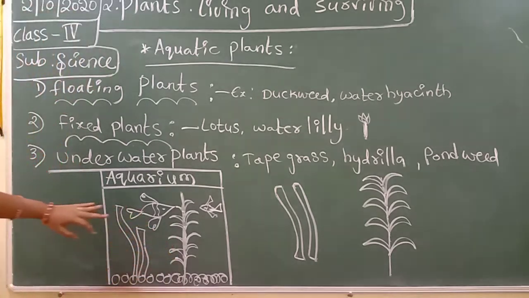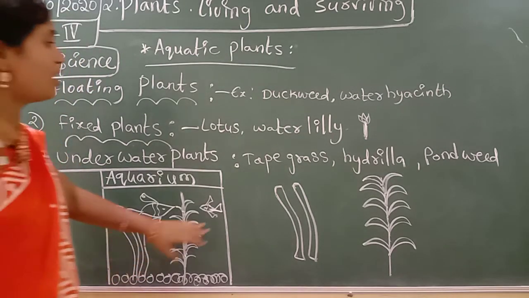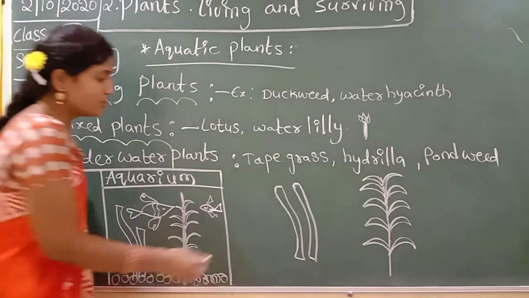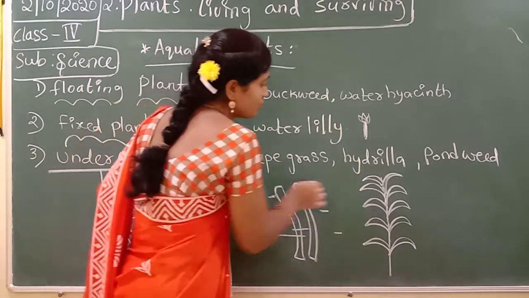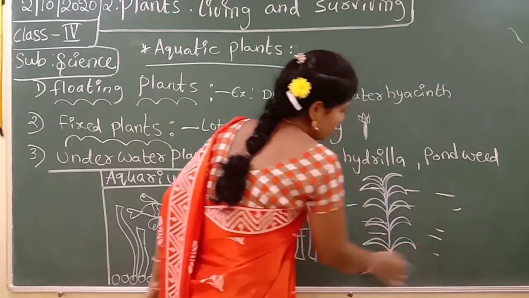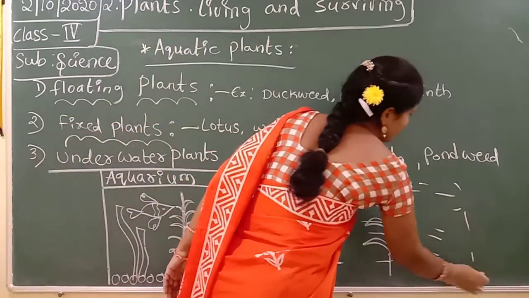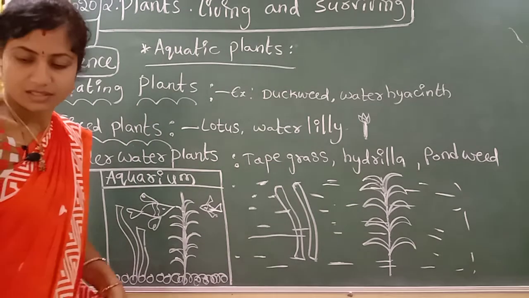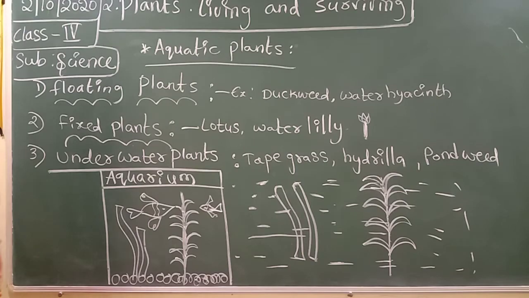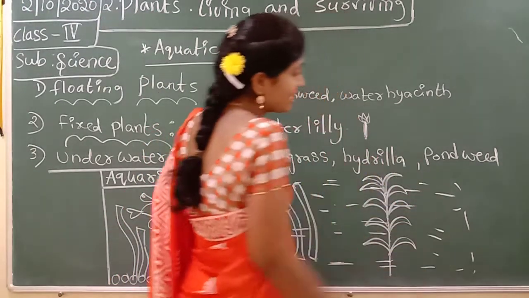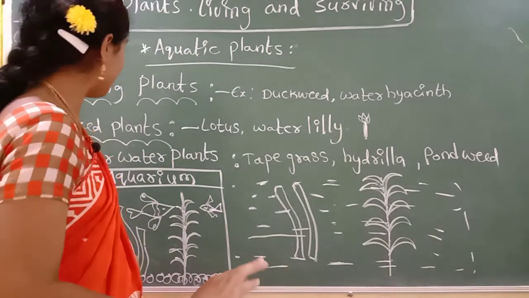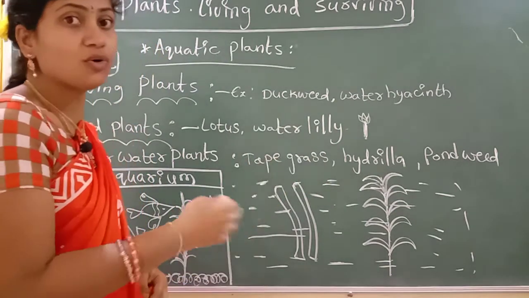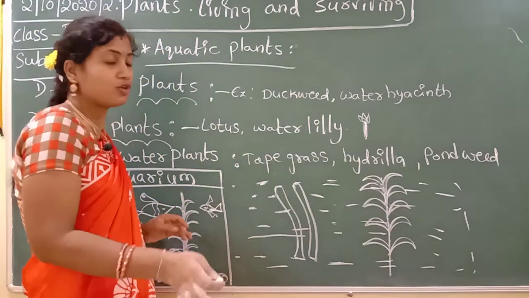Okay, children. In the aquarium, underwater plants also are there. For example, tape grass, hydrilla and pondweed. So these all are fixed in that water only. That is called underwater plants. Okay, children. Understand? Fish and turtles, water animals also live under the water. Plants and animals depend on each other.